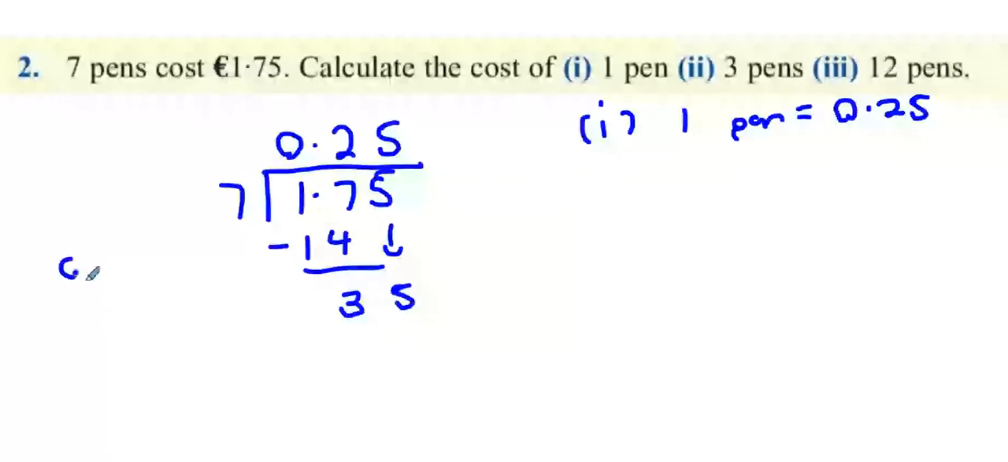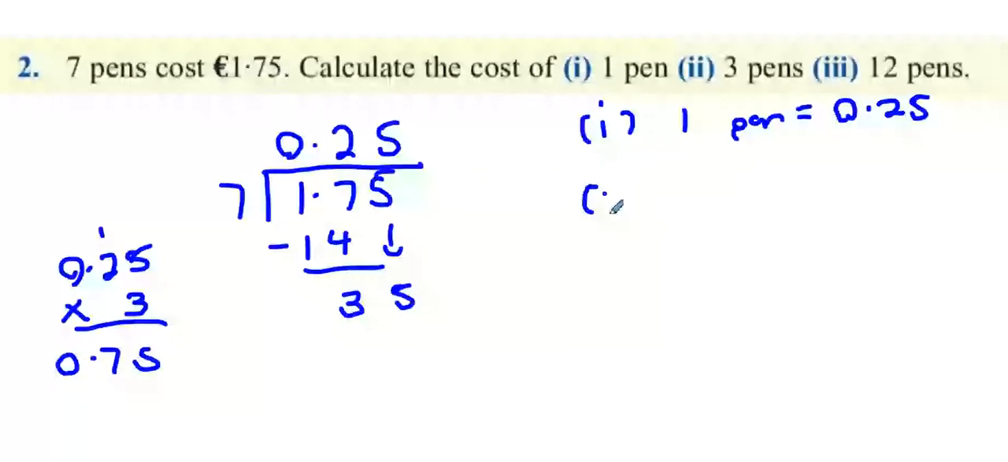Okay, next thing, how much are 3 pens? Well, we get our 0.25 and we multiply it by 3. 3 times 5 is 15, carry the 1. 3 times 2 is 6, plus the 1 is 7. 3 times 0 is 0, so 3 pens is 0.75.